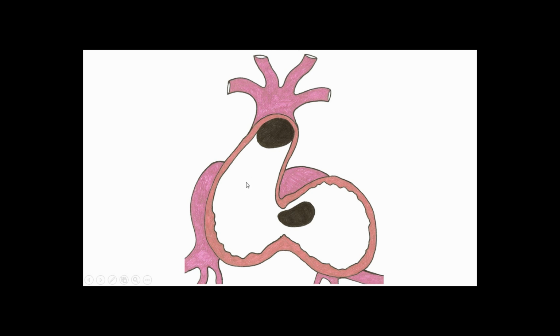The outflow tracts have to allow blood to leave both the right ventricle and the eventual left ventricle. And they do that by shifting towards the midline and straddling the interventricular septum. Funny enough, the common atrioventricular canal has to straddle the interventricular septum as well, so that blood from each atria can enter its corresponding ventricle.